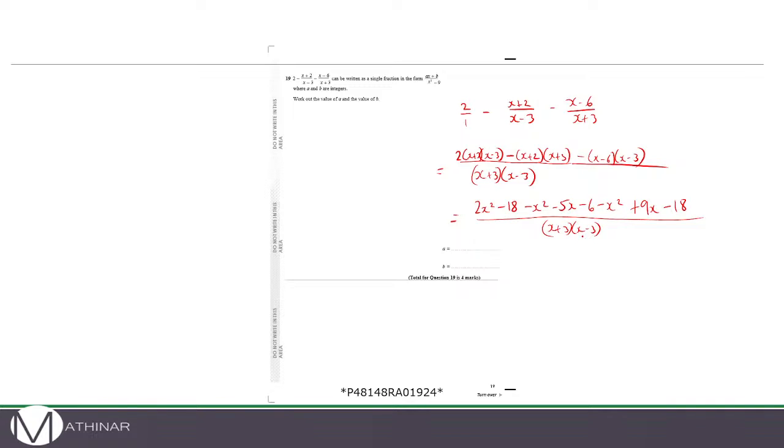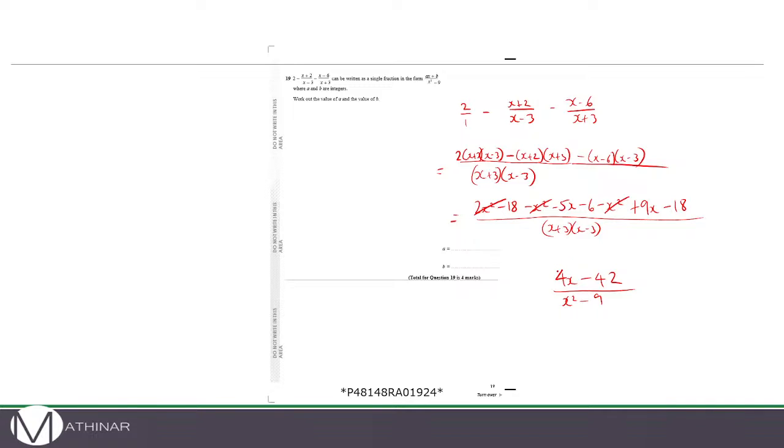Now if we simplify the numerator, the 2x squared, the minus x squared and the other minus x squared, those three cancel each other out. And then what do we have left? Well, we have a 9x take away 5x, which is 4x. And then we have a minus 18, another minus 18, so that's minus 36, and a minus 6, which makes minus 42. And then if we multiply out the bottom here, we get x squared minus 9. So that simplifies down to that at the moment.